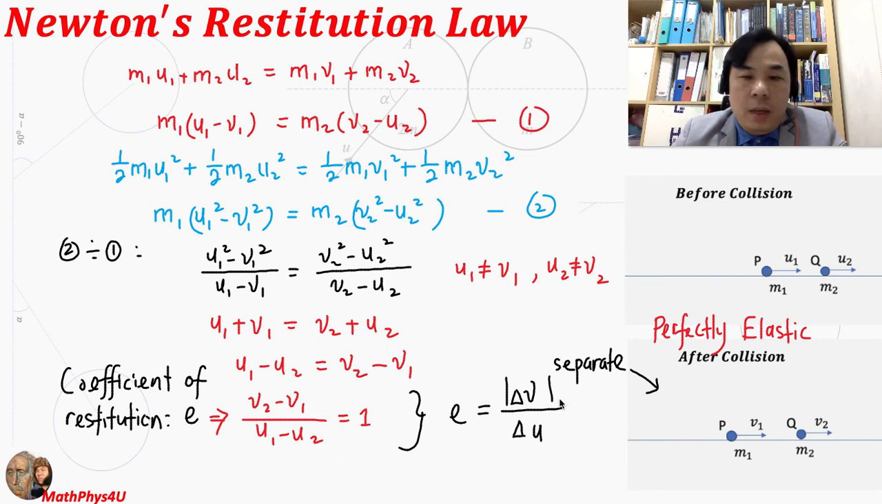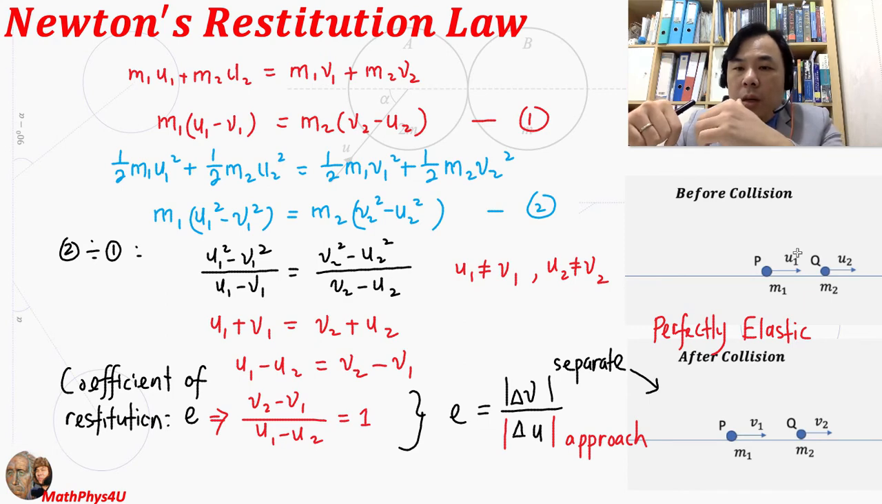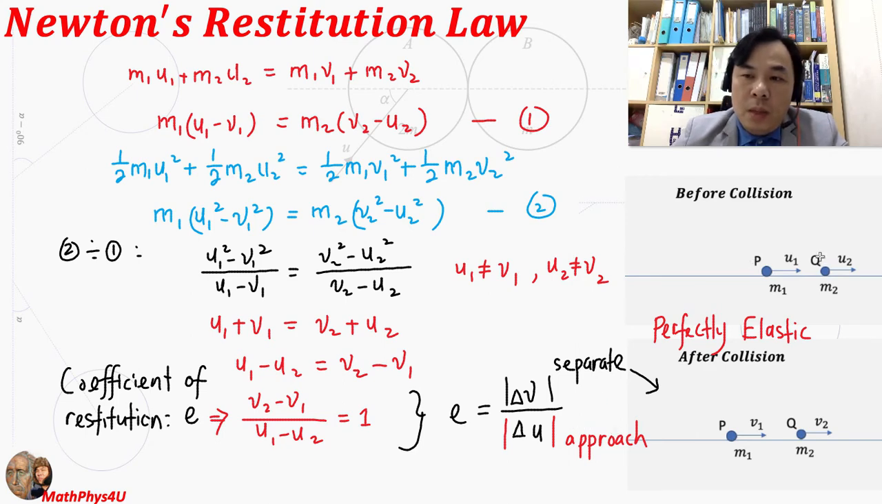Whereas the second section, the denominator, represents the relative velocity of approach. This basically refers to before the collision, when they get closer and closer before the collision itself. So this is the relative velocity of approach. You can also take u1 minus u2 or u2 minus u1 here.